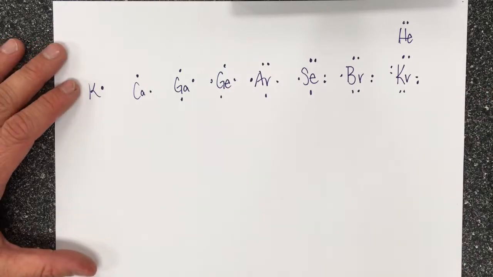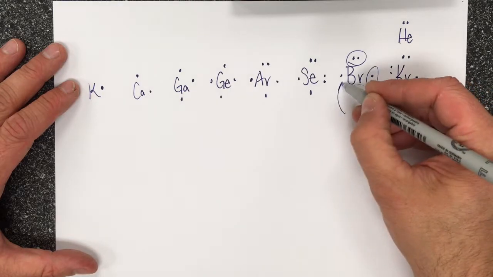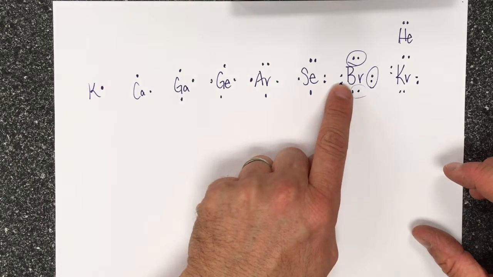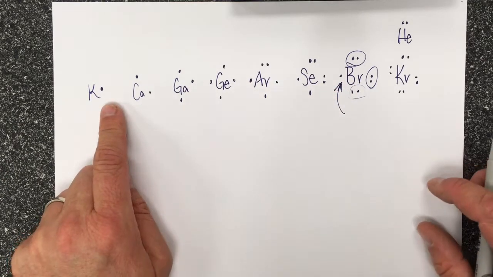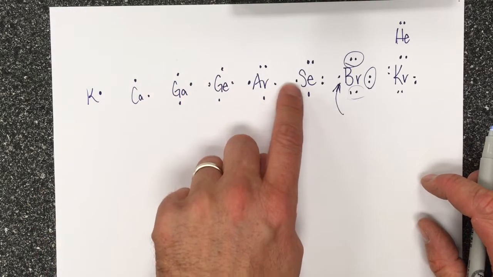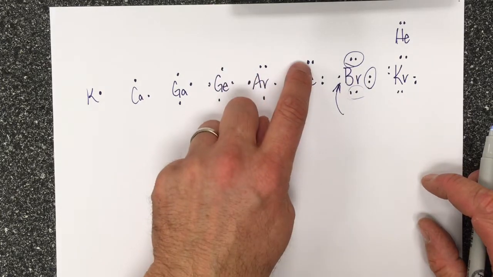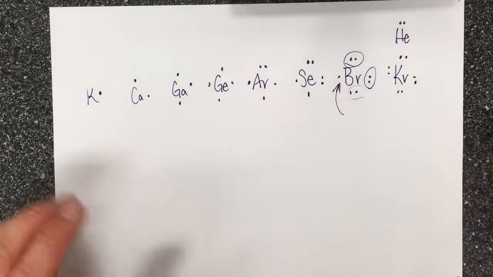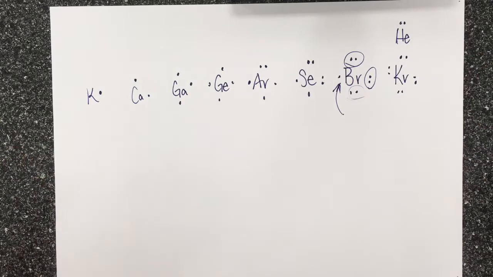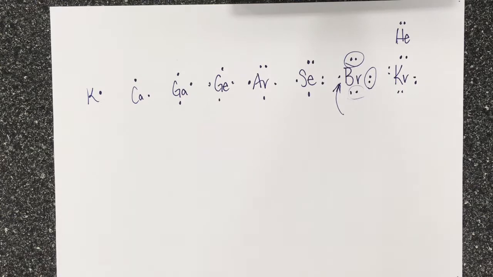When they occur in pairs like this, they are called lone pair electrons. And when you have a single electron by itself, it's called a bonding electron. So bromine has 1 bonding electron, and so does potassium. Calcium has 2, gallium has 3, germanium has 4, arsenic has 3 bonding, selenium has 2. But arsenic has 1 lone pair, selenium has 2. And krypton is totally stable because it has 8, it has a full octet. Now, that counts for atoms.